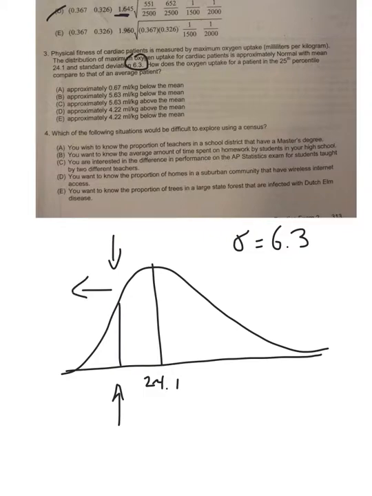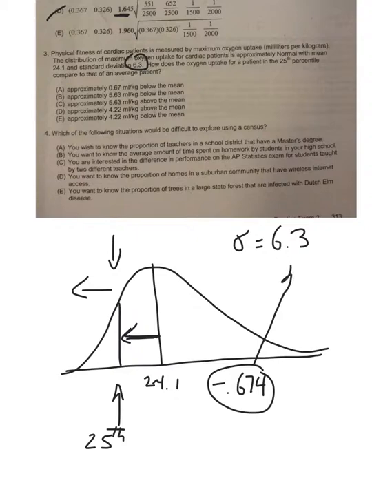So I'm going to do inverse norm. And the inverse norm tells me that the 25th percentile is exactly negative 0.674 standard deviations below the average. Okay, so what do we do with this? So we take this negative 0.674, multiply it by the standard deviation, and subtract that number from 24.